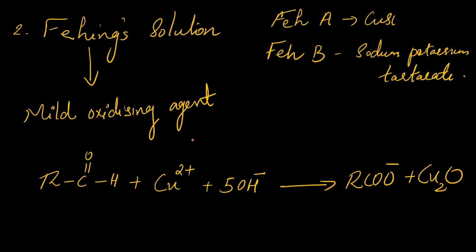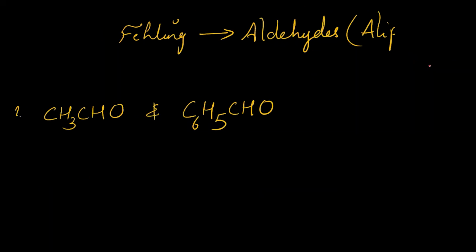Next test, Fehling solution. Fehling solution is a mixture of two different solutions, Fehling A and Fehling B. Fehling A is hydrated copper sulfate solution, and Fehling B is sodium potassium tartrate. The important point is that Fehling's reagent is not very strong. It is a mild oxidizing agent, so only aliphatic aldehydes will give this test.